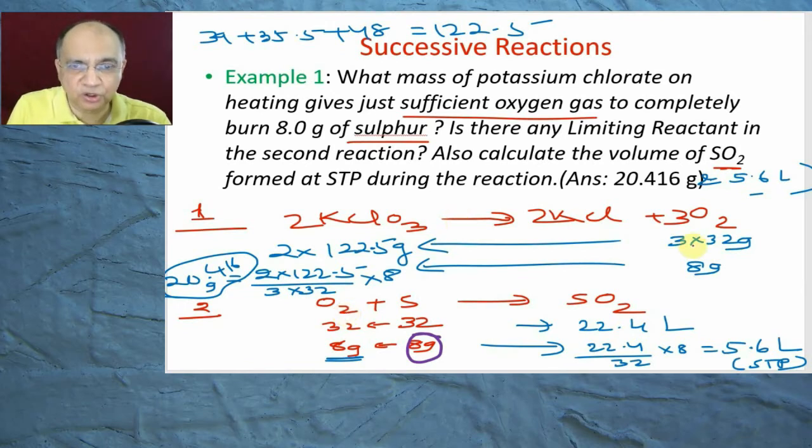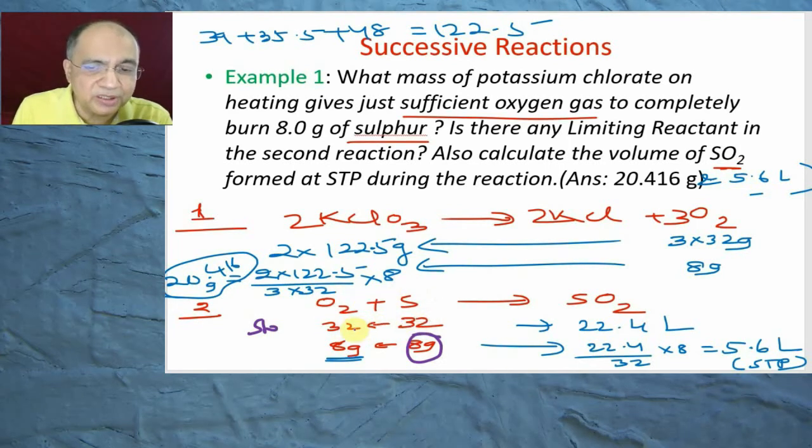KClO3 gives oxygen. This oxygen is used to burn sulfur. The mass of sulfur is only given. So we first have to tackle the second to find out exactly how much oxygen is required to combust 8 gram of sulfur. Then stoichiometry: 1 mole, 32 grams, 32 grams. Here the mole means gram atomic mass, here mole means molar mass, molecular mass. So 32 means 8. So 8 gram of oxygen is required in the second reaction.